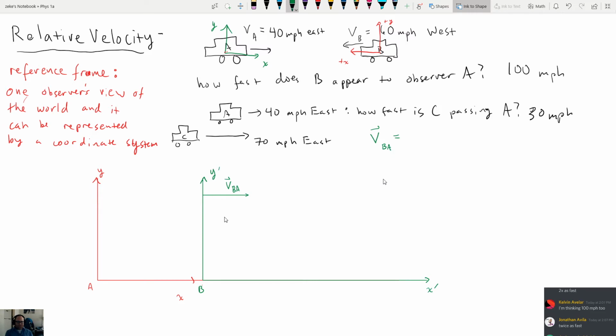So VBA is going to represent the velocity of observer B relative to A. And that phrase, relative to A, means as measured by observer A. Does that type of notation make sense to you all? Does anyone have any questions about what I mean by that?